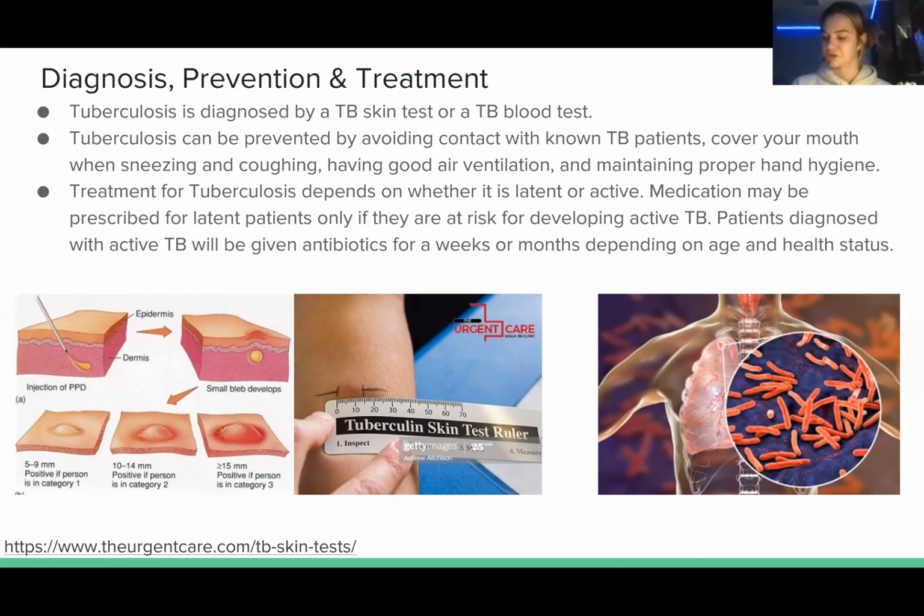Tuberculosis is treated by a course of antibiotics. The length of time depends on if it is latent or active and your health condition. Medications can last from weeks to months. So in a severe case, it can last from 9 months up to 1 year. And so the last picture here shows the bacteria that is found in the lungs.